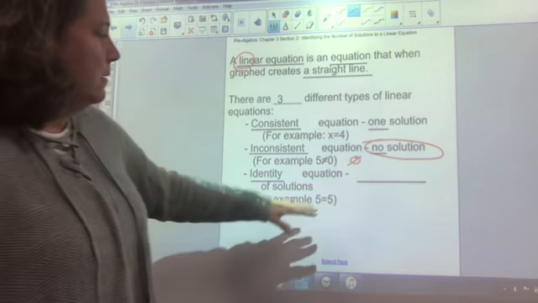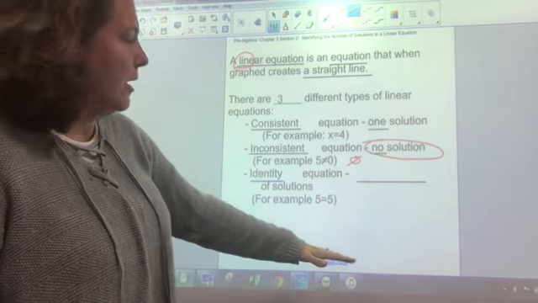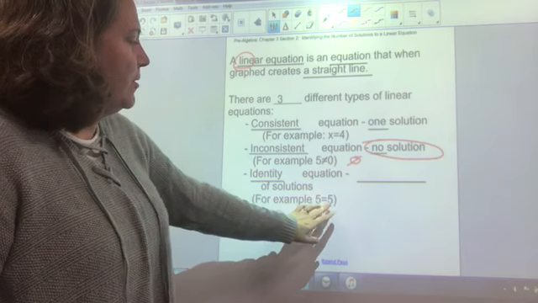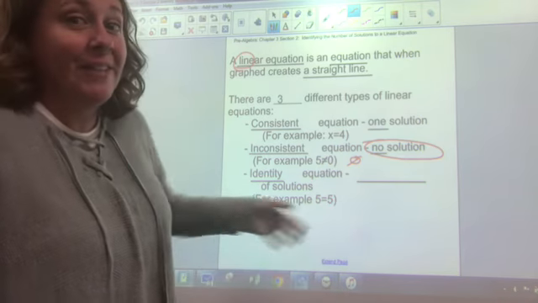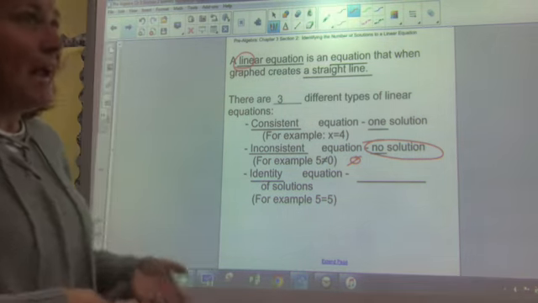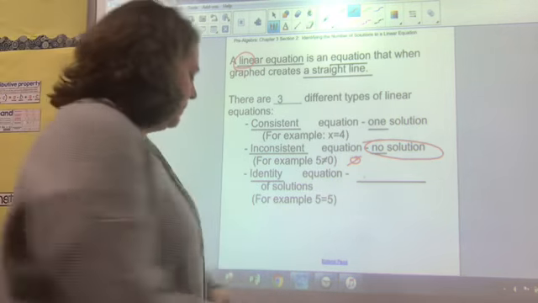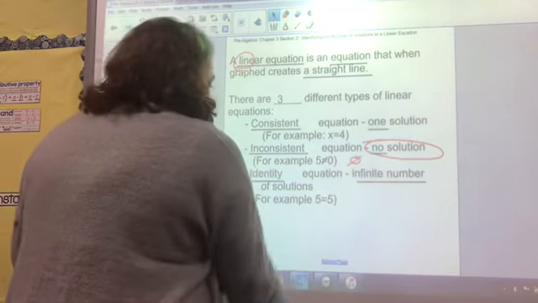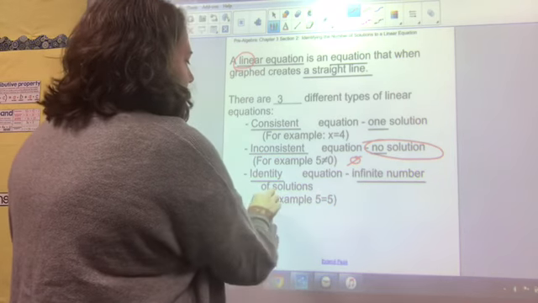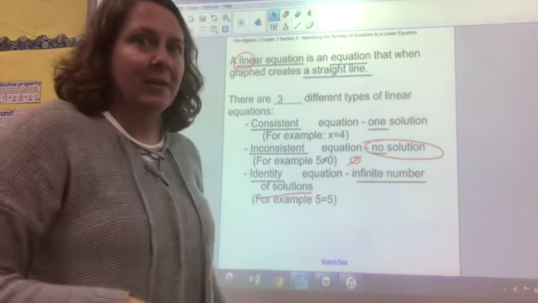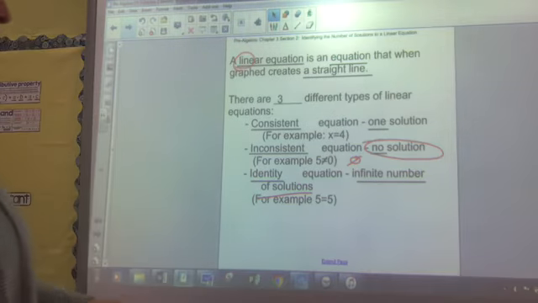Identity: your variables cancel out, and you end up with a true statement, like 5 is equal to 5. Yes, 5 is equal to 5. Or 10 is equal to 10, or 3 is equal to 3, or 0 is equal to 0. That means that you have an infinite number of solutions. And you would write that there is an infinite number of solutions.